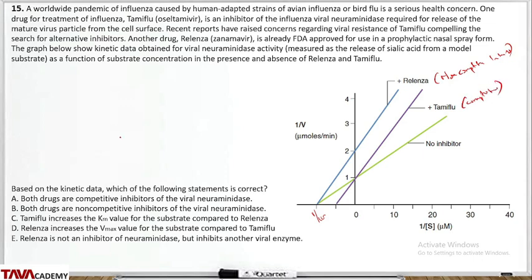So let's go to the options now. Based on the kinetic data, which of the following statements is correct? Both drugs are competitive, that's false. Both drugs are non-competitive, that's also false. Tamiflu increases the Km value for the substrate compared to Relenza, that's the correct answer. So that's the end of our MCQ review on enzymology.